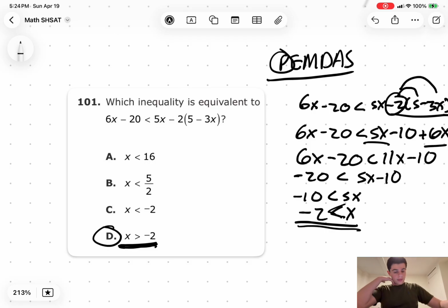So that's all for this video. I hope you guys found this helpful. I hope you guys understand how inequalities work now, the differences between them and equations.